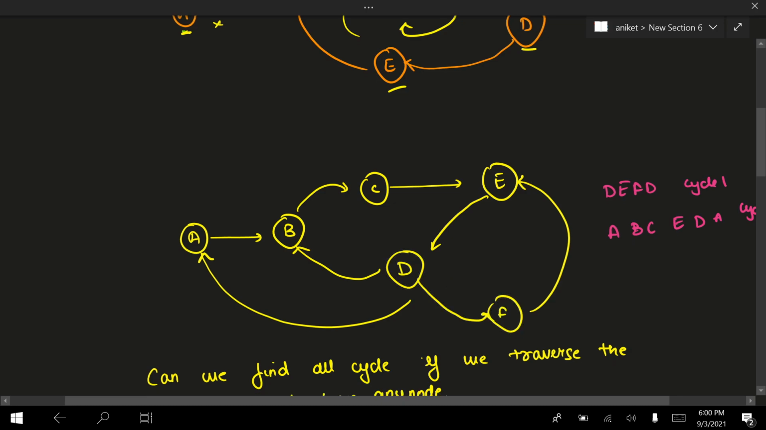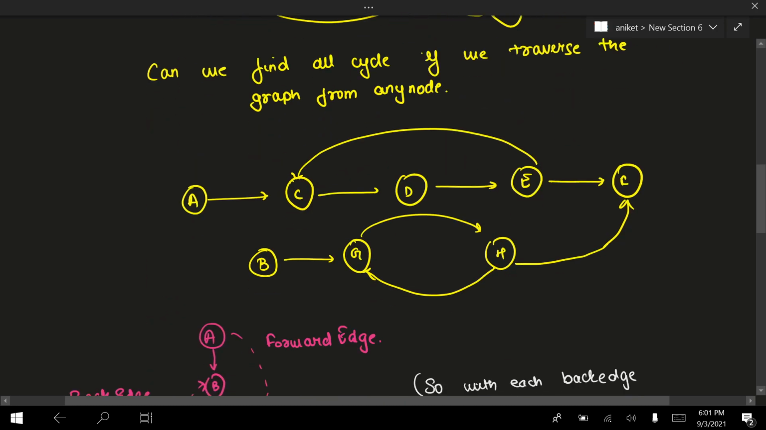No, the answer is clearly no. Let me tell you why. There may be a case where we cannot iterate to some part of the graph. Let's take this graph for example. It starts with A. We go from A to C, C to D, E, and there is one cycle over here.